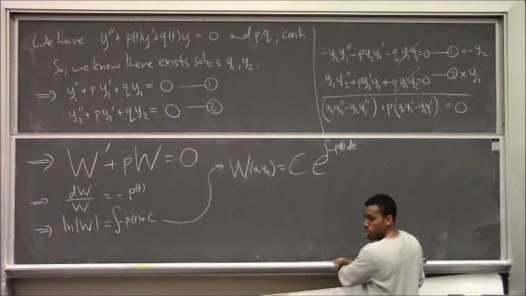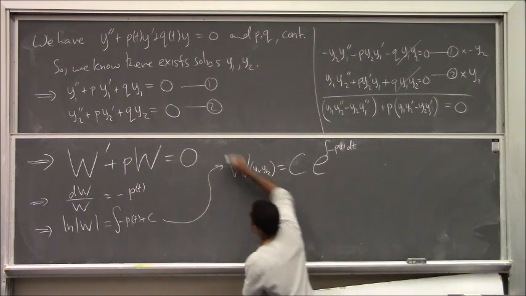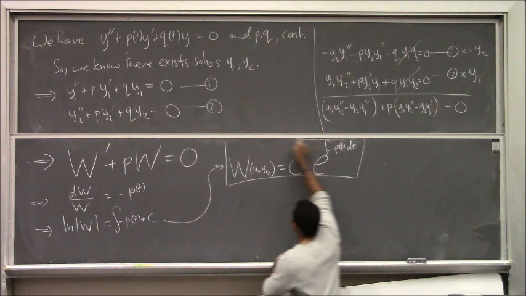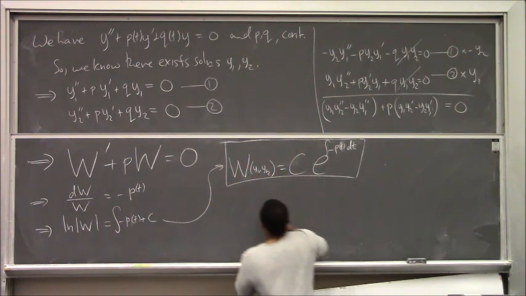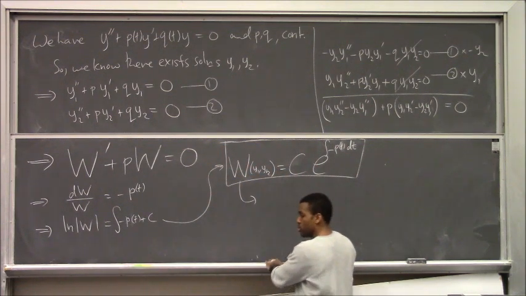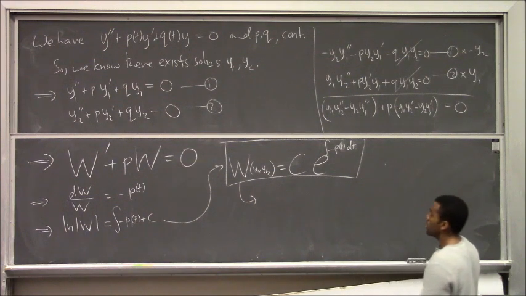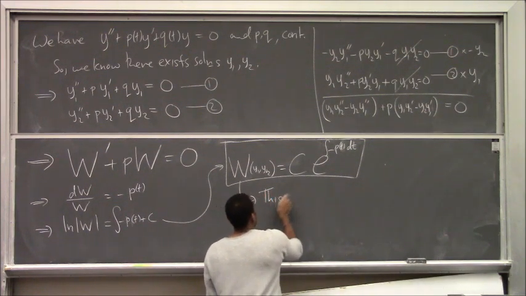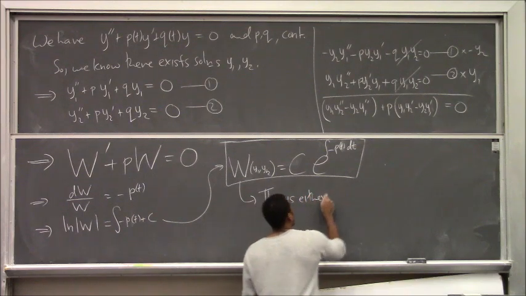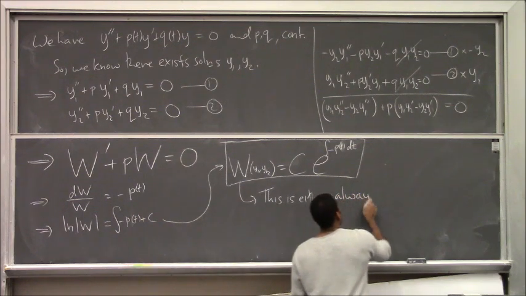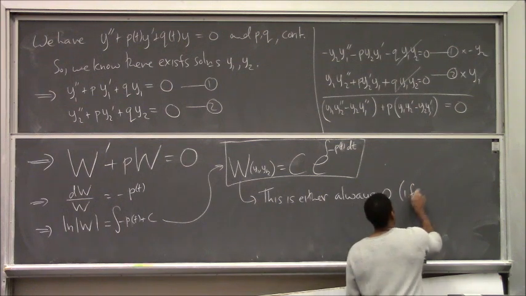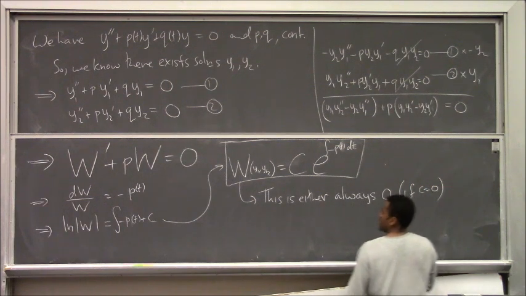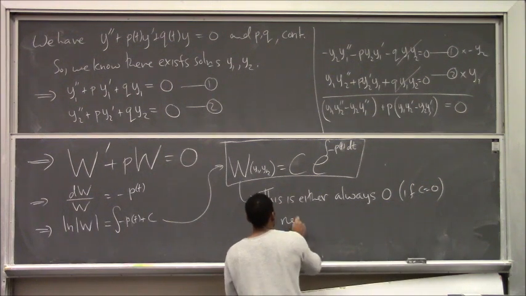The Wronskian of two solutions is always expressible as an exponential. Now, here's something that you can notice about the exponential. This is either always 0 if c equals 0, or never 0.